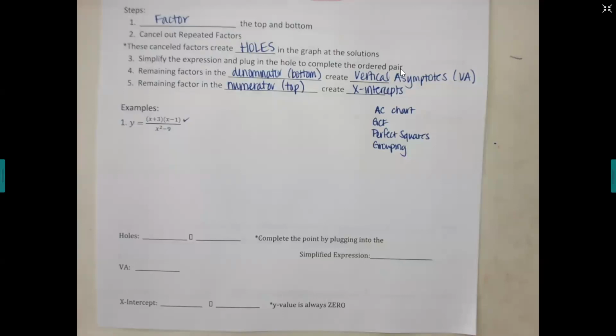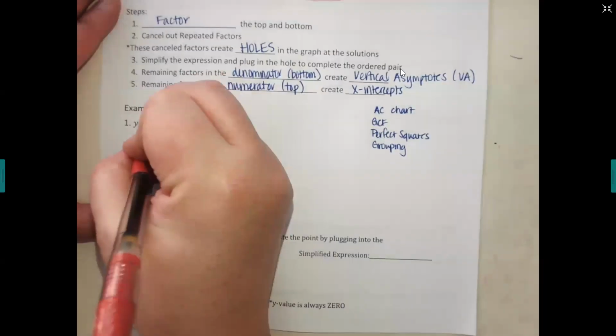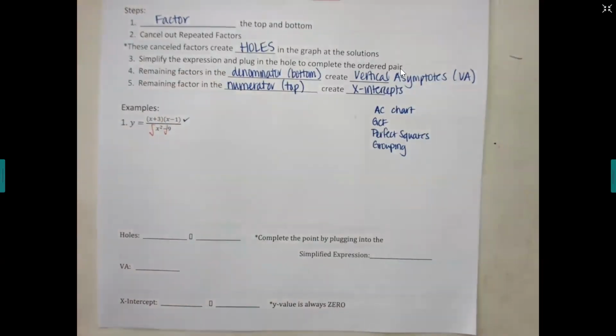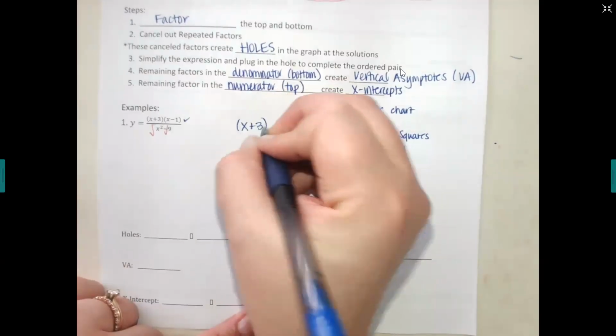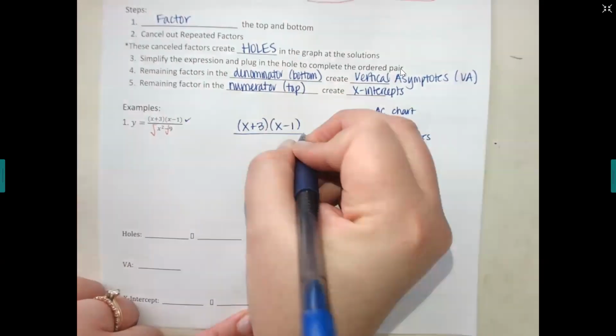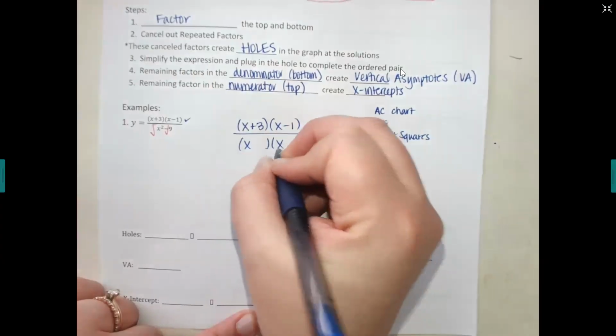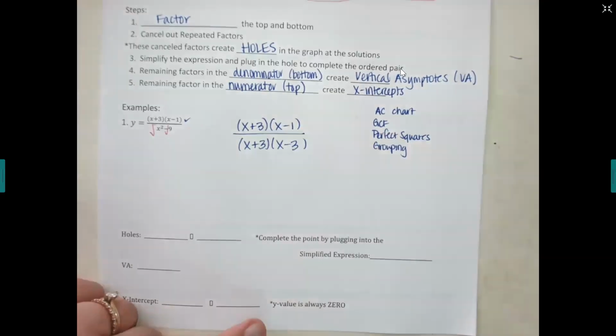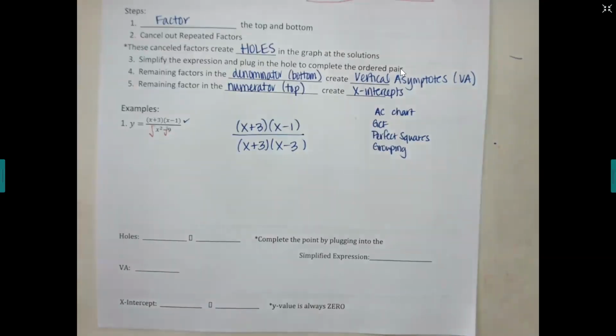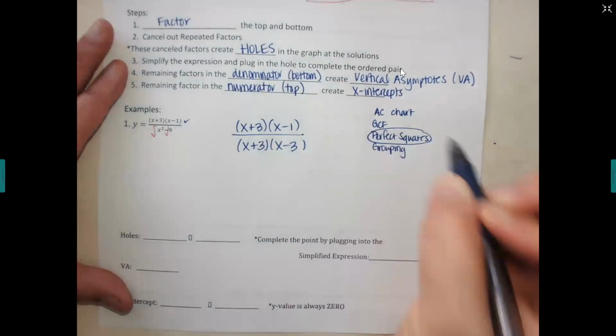It is perfect squares, very good. So do square root. The square root of x squared is just going to be a regular x. The square root of 9 is going to be what? Plus and minus 3. Very good. So I'm going to have x plus 3 and x minus 1 on top. And then I'm going to have x and x from the x squared, plus 3 and minus 3 from the 9. So we did perfect square roots on that one.